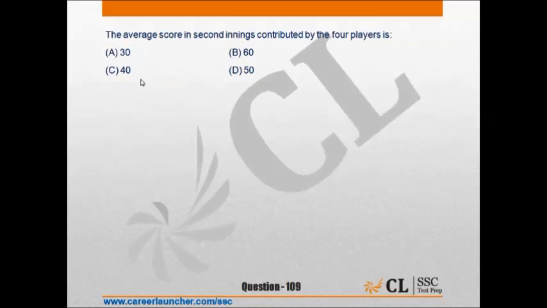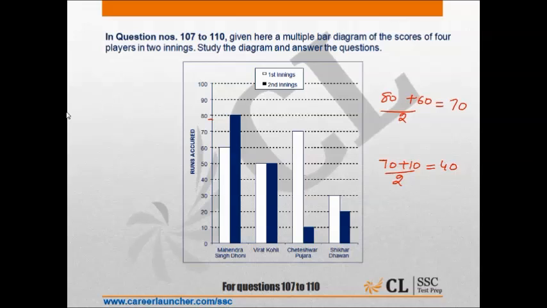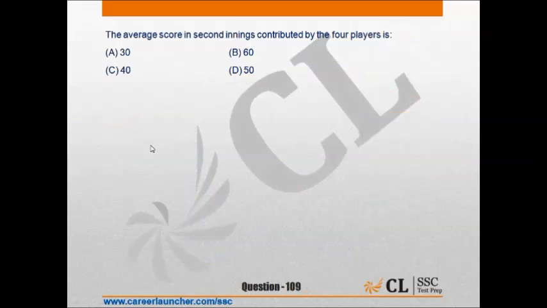Coming to the third question, the average score in second innings contributed by the 4 players is. The average would be 80 plus 50 plus 10 plus 20 divided by 4. This would come out as 160 by 4 or 40 runs. So in this question the correct option is option C.